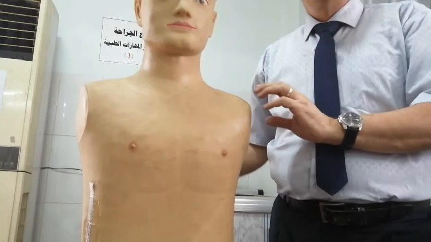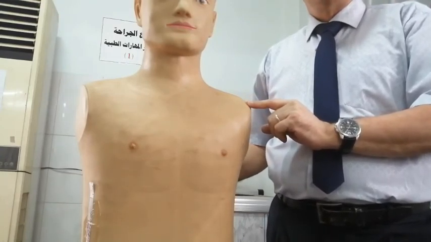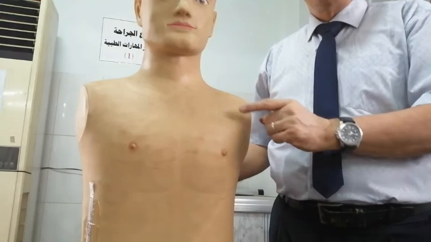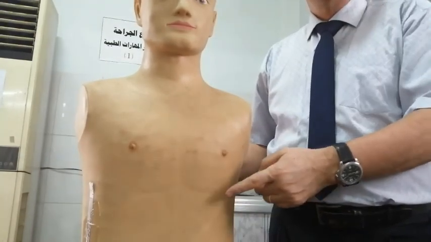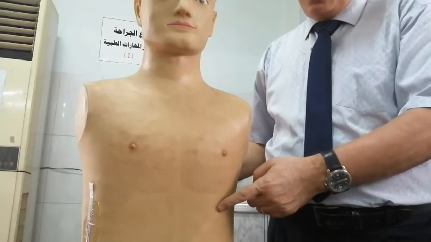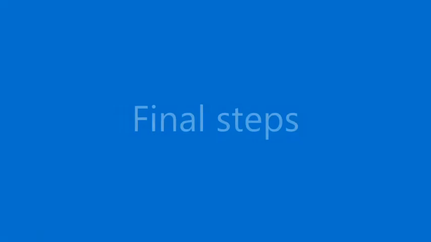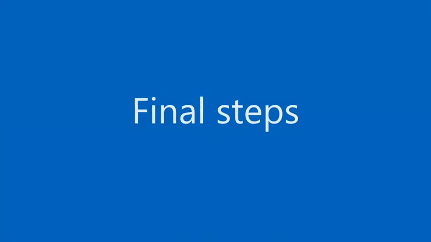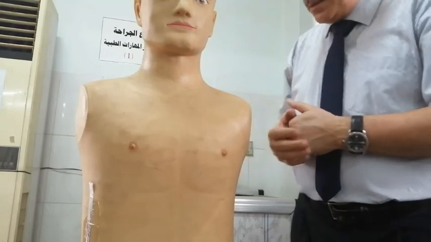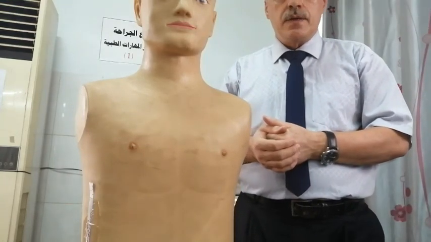If you find any enlarged lymph nodes, you should look for enlargement of other lymph node groups in the axilla and in the inguinal region. And don't forget to examine the liver and spleen. At the end, you should thank and cover the patient.